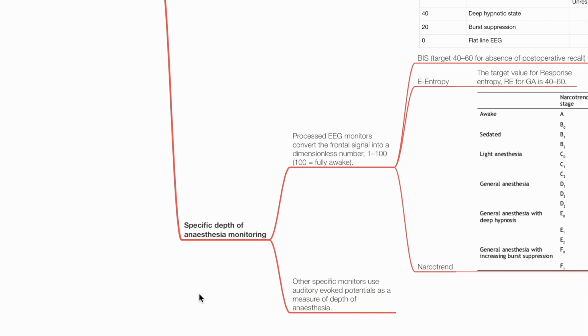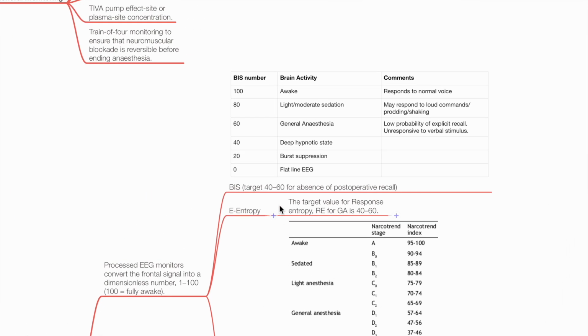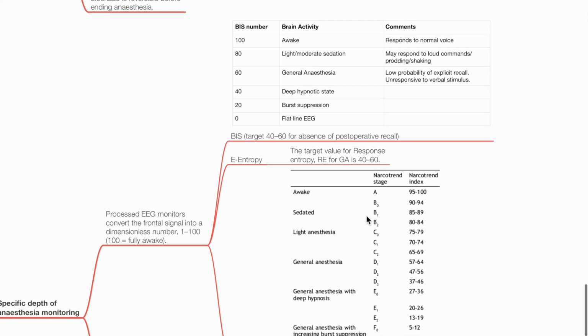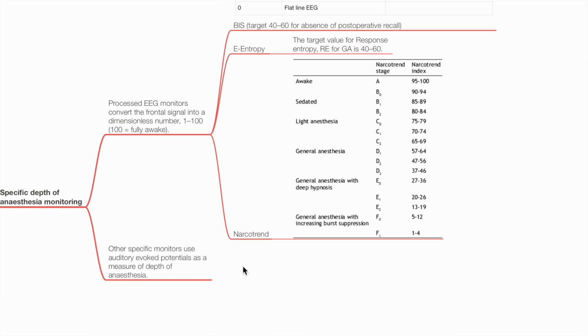Specific depth of anesthesia monitoring: processed EEG converts brain signals into a dimensionless number to indicate range of depth of anesthesia. This includes BIS, where target 40 to 60 for absence of post-operative recall, E-entropy, target value for response entropy for GA is 40 to 60, and Narcotrend, target for GA is around 40 to 60 as well. Other specific monitors use auditory evoked potentials as a measure of depth of anesthesia.